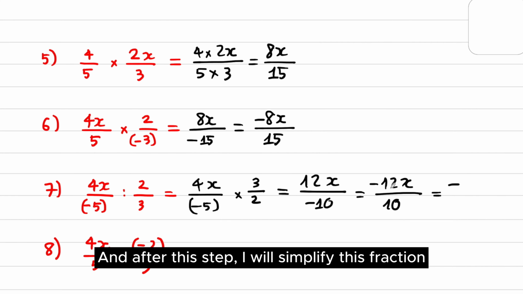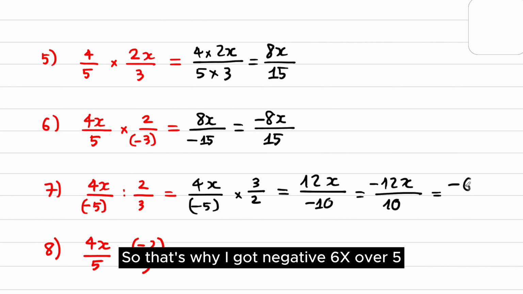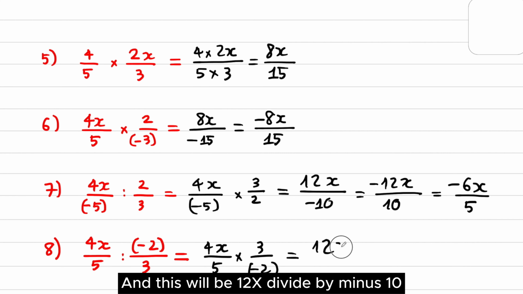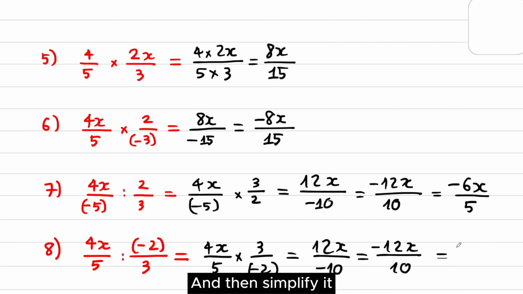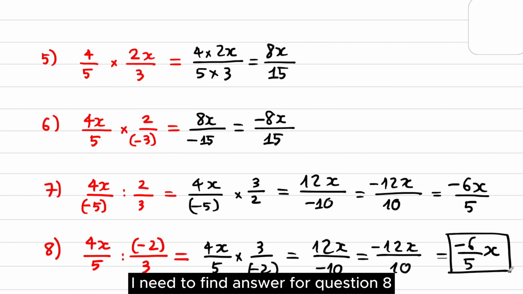And after this step I will simplify this fraction because 12 and 10 are both divisible by 2. So that's why I've got negative 6x over 5. Question 8: you got this times 3 over minus 2, and this will be 12x divided by minus 10. Move it to the numerator, you can write it down like this and then simplify it. You also got minus 6 over 5 times x. Okay, that is the final answer for question 8.